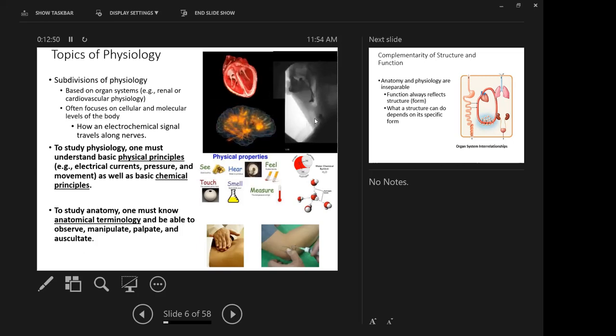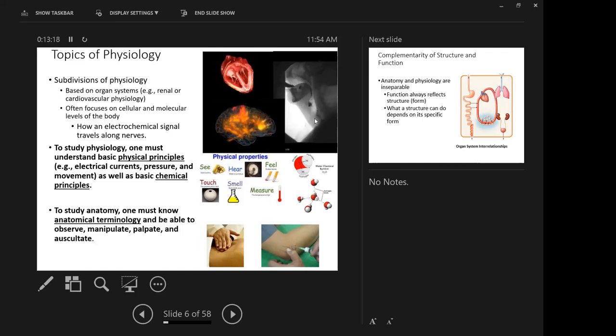When we look at anatomy and physiology, we have to understand terminology. When we're talking about the structure of the heart, we have to know which side of the heart we're talking about and what that side is doing. Terminology deals with both the anatomy and the physiology here.